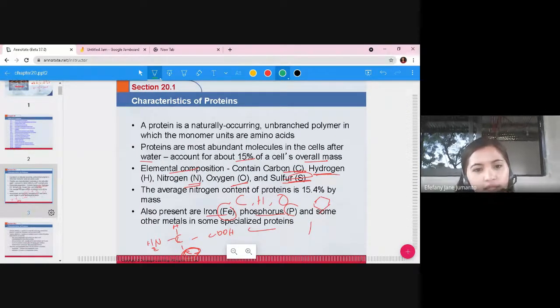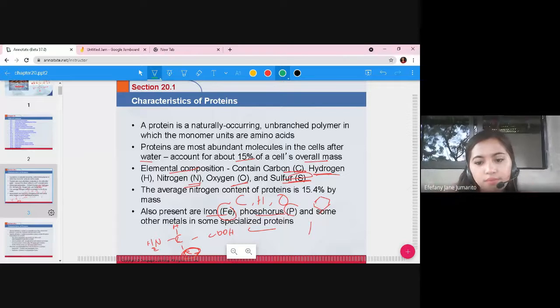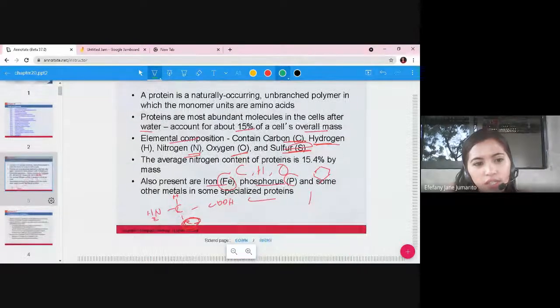Okay, amino acids. It contains carbon, hydrogen, nitrogen, oxygen.